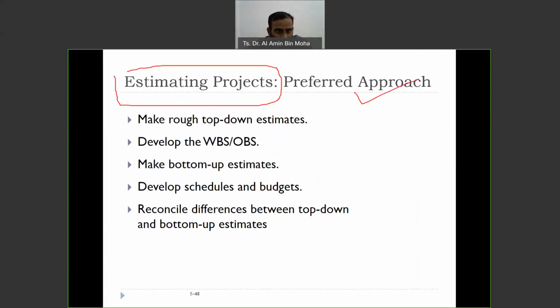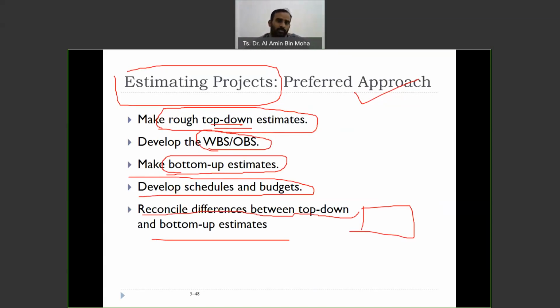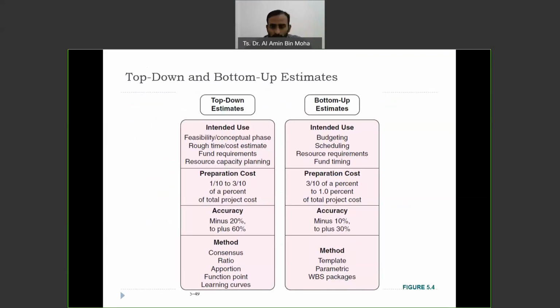Make a rough top-down estimate. So we start with top-down. That's the first step. It means that we need both estimations. So your boss said 1 million, or let's say for the laptop, the PC just now is 2K, right? Let's say your boss said 5K. So 5K is the top-down estimate. And then you develop the WBS, OBS, and then make a bottom-up estimate. Develop schedules, budgets, and then reconcile the differences between top-down and bottom-up. So you're going to discuss and consider both. So this is the top-down and bottom-up estimates.